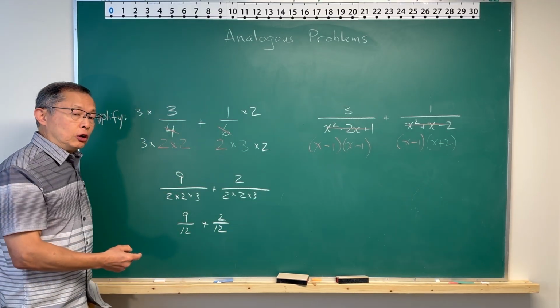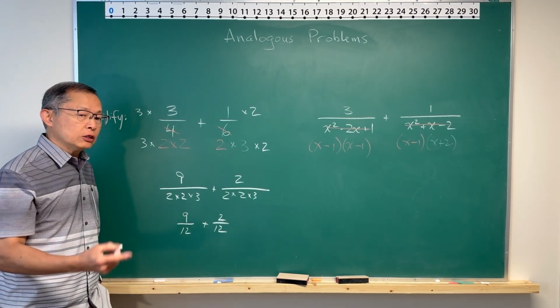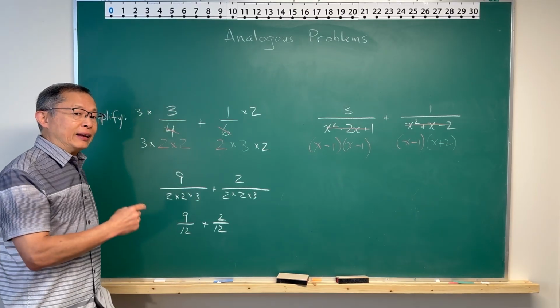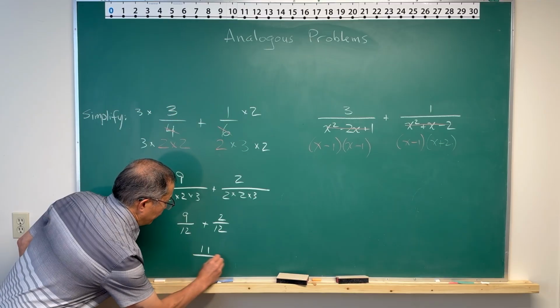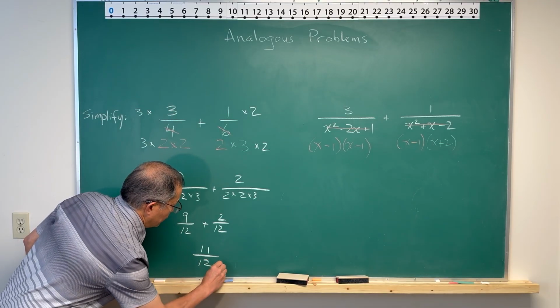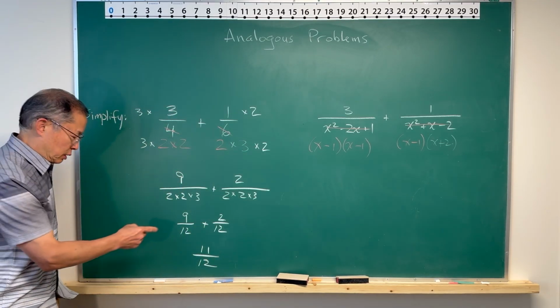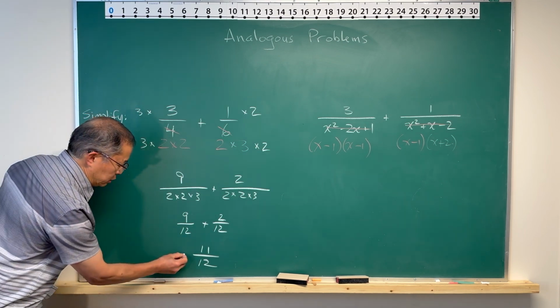9 of these things called twelfths plus 2 of these things called twelfths is just like 9 cats and 2 cats. 11 cats. They're still cats. That's why we don't add the bottom numbers. I have 11 of these things that are called twelfths.